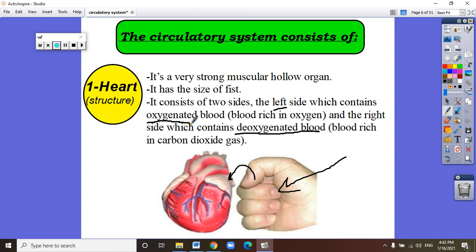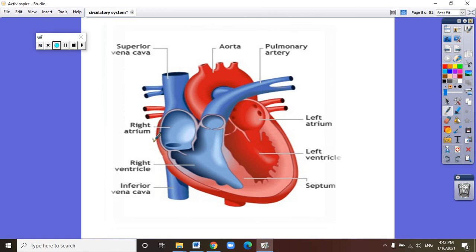What is the meaning of oxygenated blood? It's the blood that carries oxygen gas. So the blood that carries oxygen gas, we call it oxygenated blood. But the blood that carries carbon dioxide gas, we call it deoxygenated blood. So the right side of the heart, which is in a blue color, carries deoxygenated blood. But the left side of the heart, which is in a red color, carries oxygenated blood.